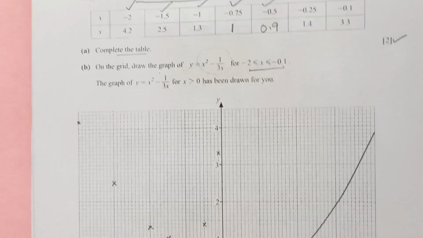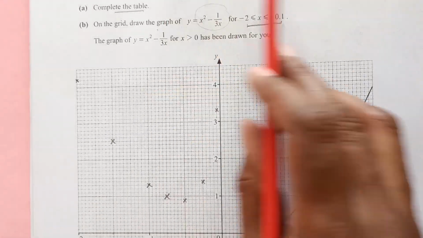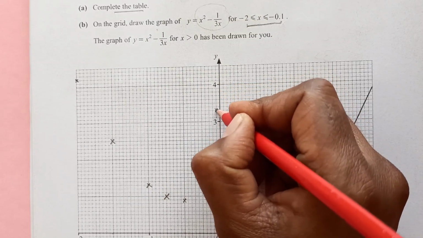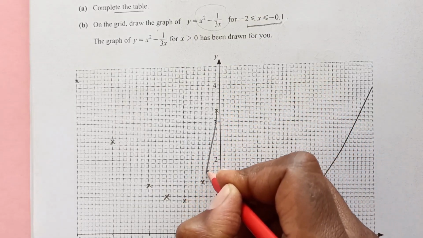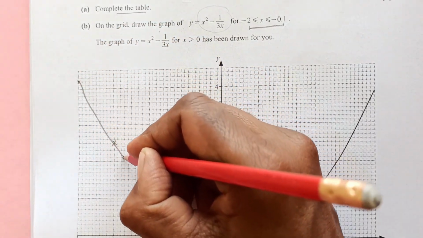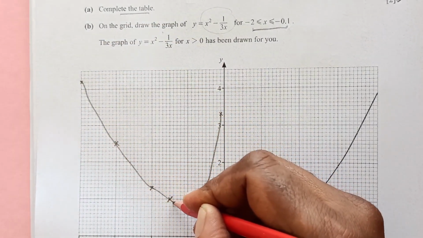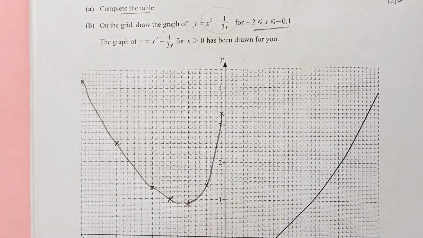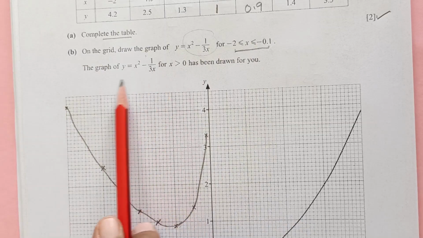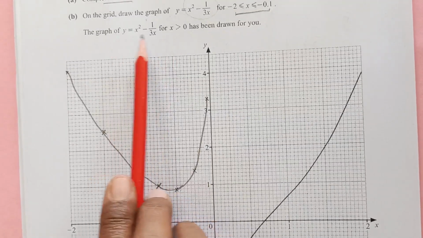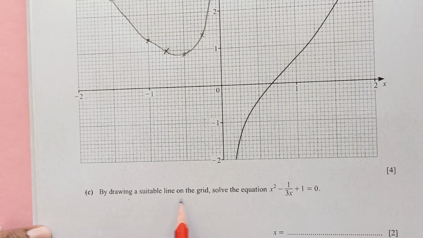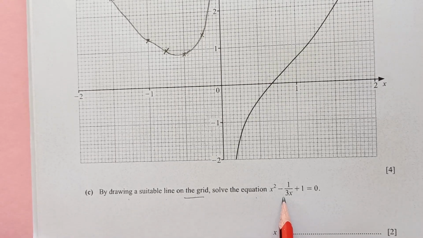So now you see that this is the part of values, so we can just join it freehand like this. Here it is. Here you go, right? So this is the part B that we are given the value. The other graph has been drawn for you. It is here, right? Now by drawing a suitable line on the grid, solve this.